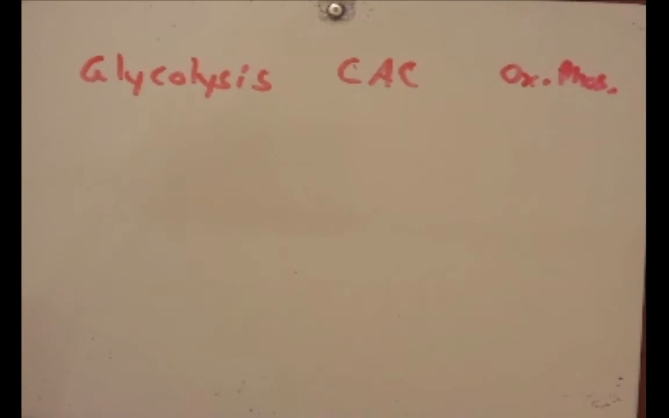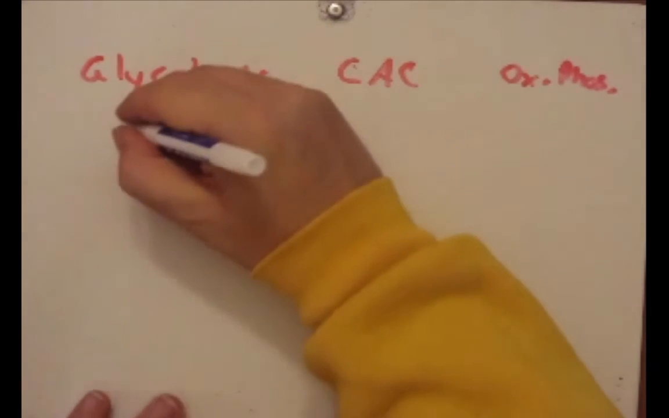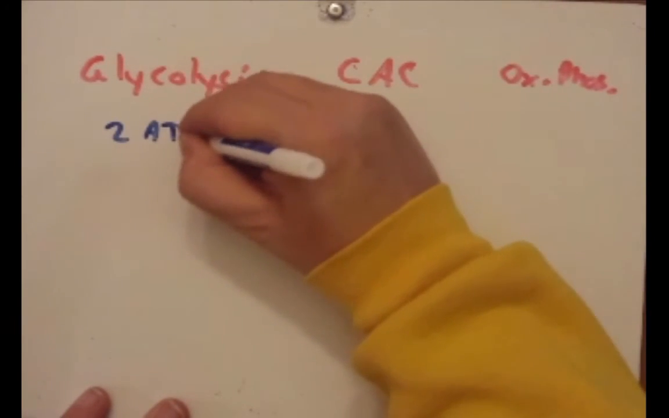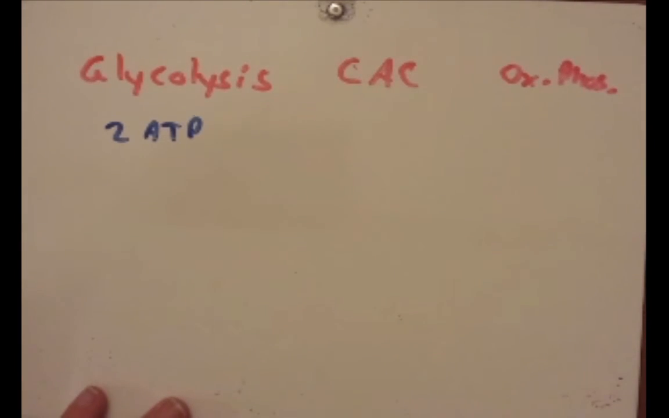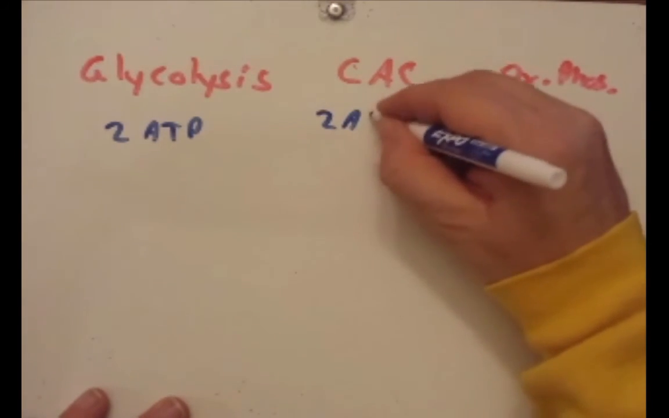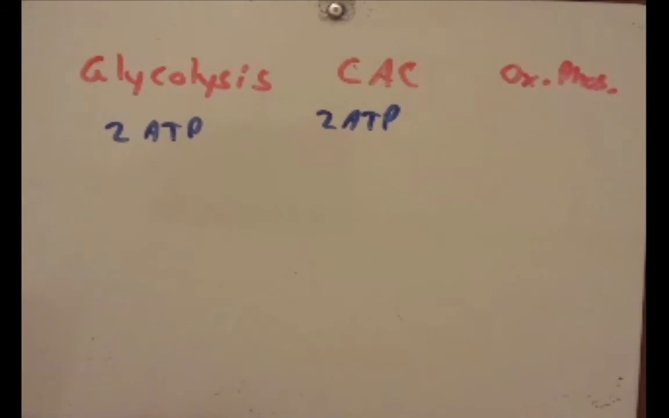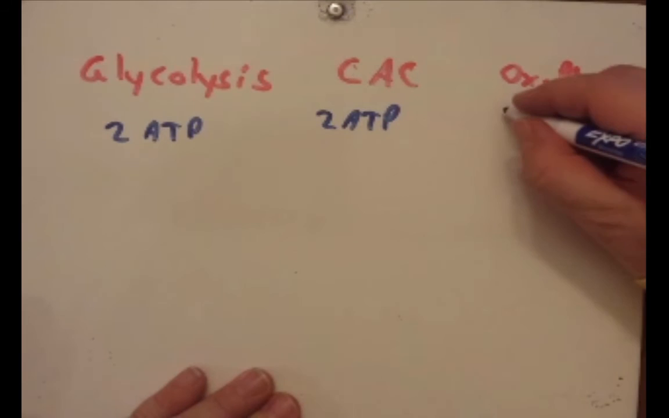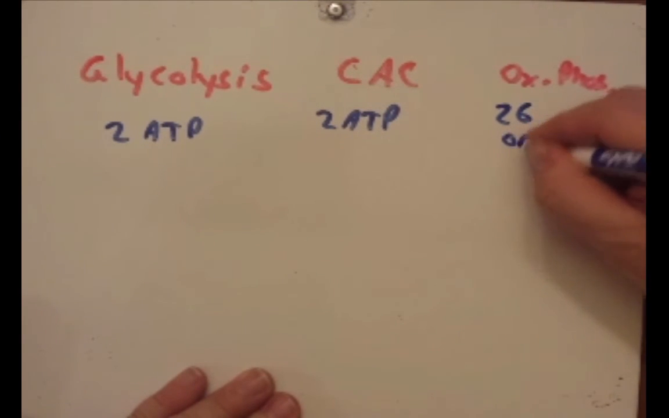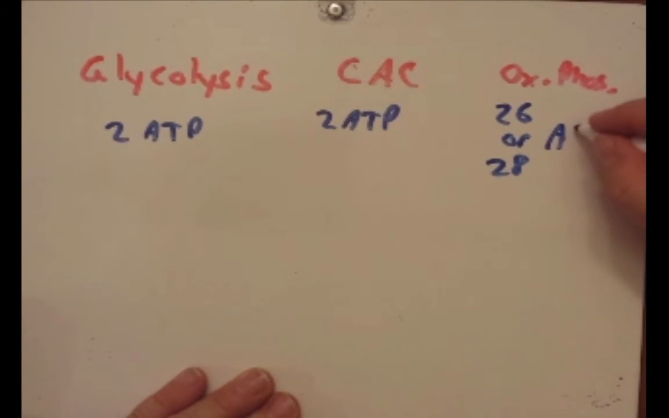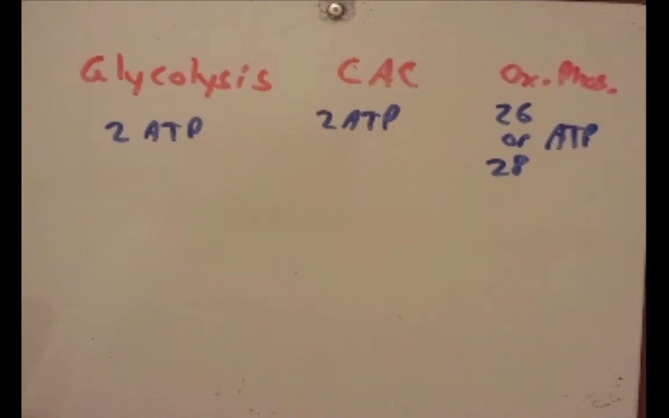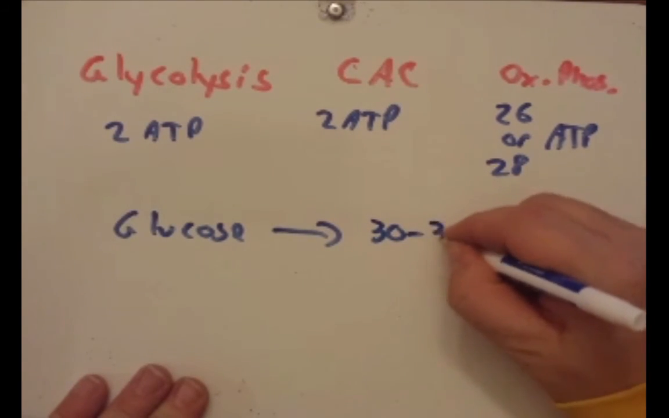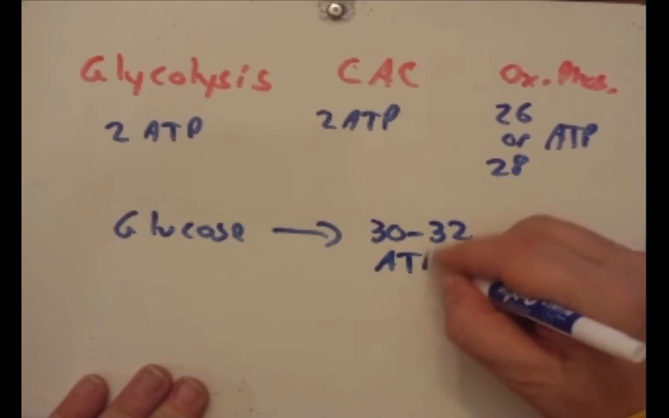One molecule of glucose will make 2 ATP during glycolysis. It will make 2 ATP during the citric acid cycle. And finally, it will make 26 or 28 ATP molecules during oxidative phosphorylation. So in total, from one molecule of glucose, 30 to 32 molecules of ATP can be generated.